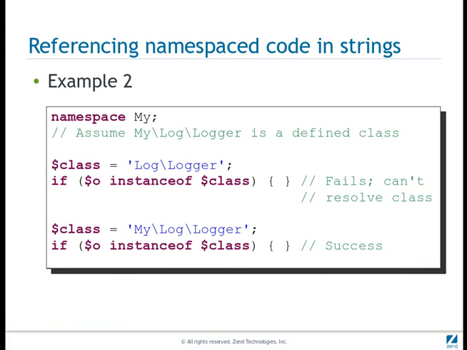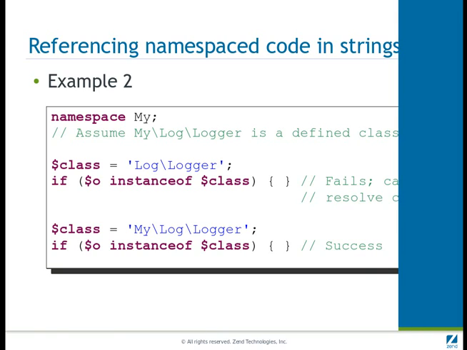This is also true when you do tests such as instanceof or type hinting. If you're using a string to provide the name of the class that you want to type hint against, you have to fully qualify it. So if we capture $class as a variable as log\logger, it will not qualify here, but capturing it as my\log\logger will. So just be aware of this when you use namespaces. If you are referring to a namespaced element within a string, it needs to be fully qualified.